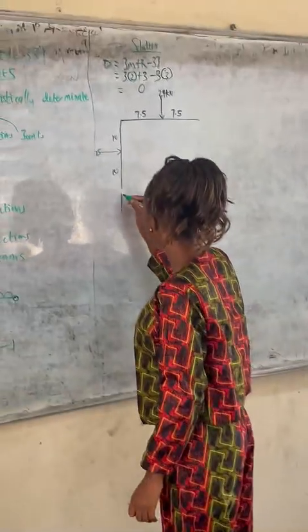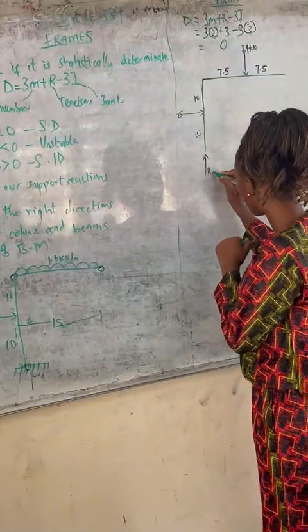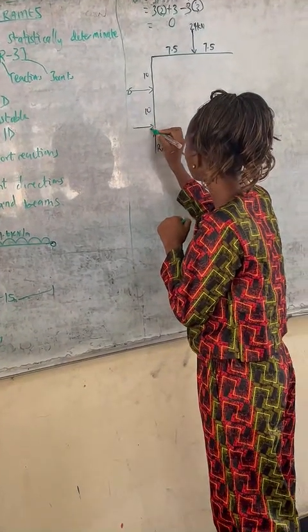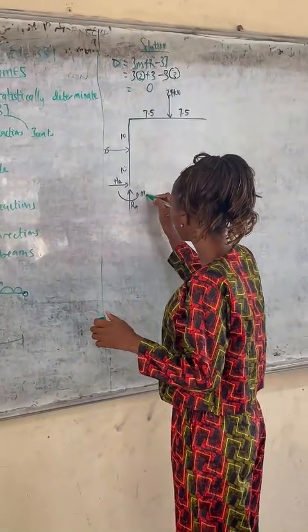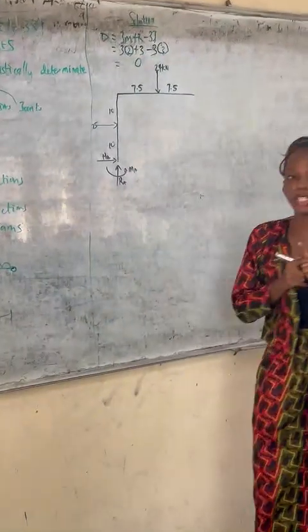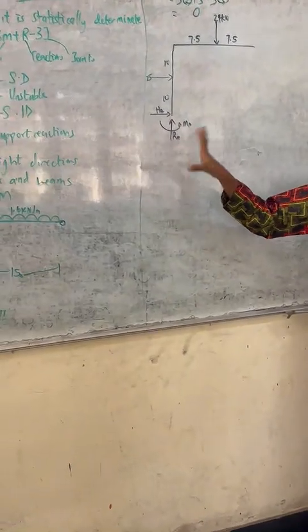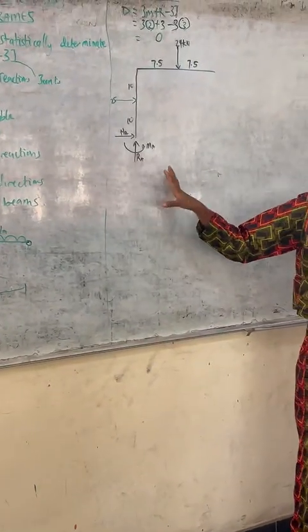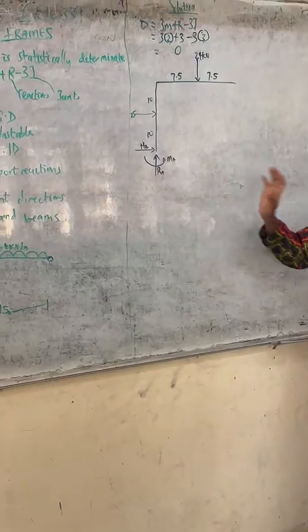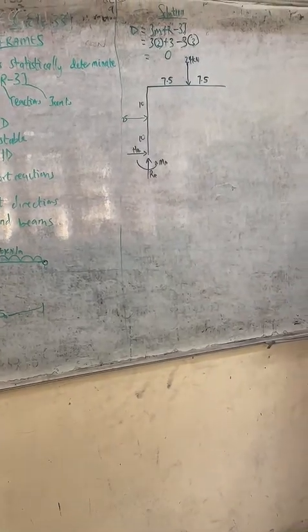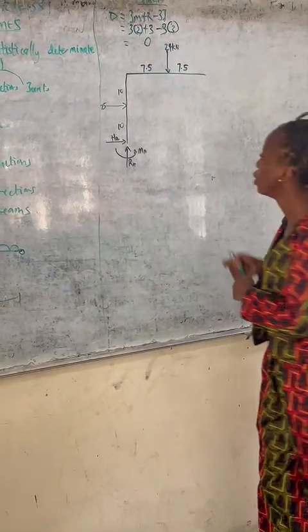Then we have RA, HA and MA. Now, this is what I was explaining the other time, that we've chosen directions ourselves. These are our unknowns and we've chosen directions for them. So now the next thing is now to solve. So we are going to solve it the way we normally solve.